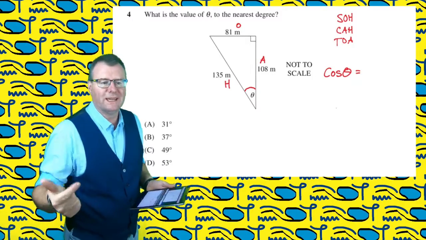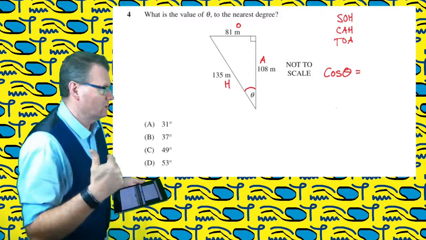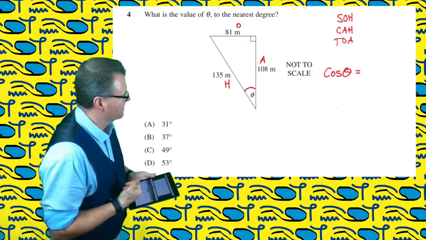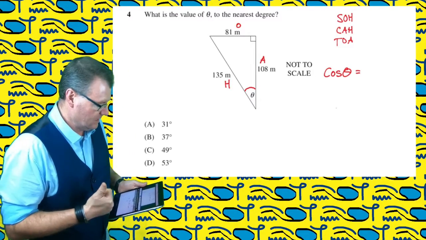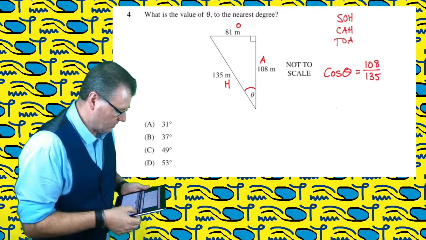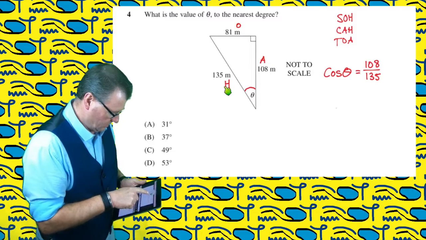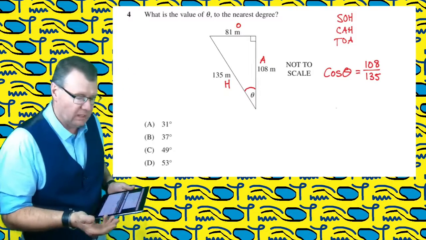And I might do it again with another one at the end, just to check, to make sure that it still works. Cos of theta in this case. So I've got an adjacent and a hypotenuse. My adjacent is 108. I can see it there. My hypotenuse is 135. Plug them in.